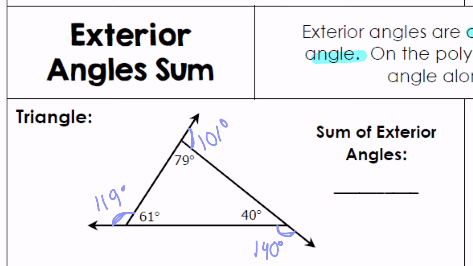So then, to find the sum of all of those exterior angles, I add them all together. So 119 plus 101 plus 140 is going to add together to give me 360 degrees. So I find all the exterior angles of this triangle, add them all together, it's going to equal 360 degrees.